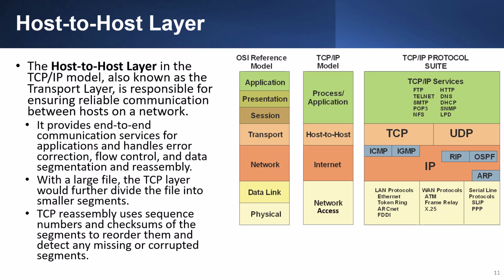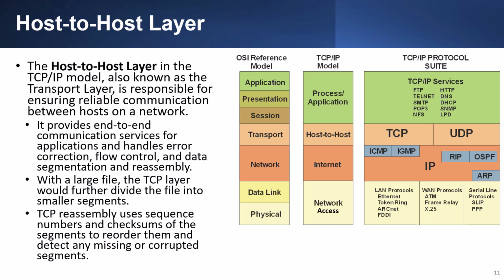The host-to-host layer in the TCP/IP model, also known as the transport layer, is responsible for ensuring reliable communication between hosts on a network. It provides end-to-end communication services for applications and handles error correction, flow control, and data segmentation and reassembly.